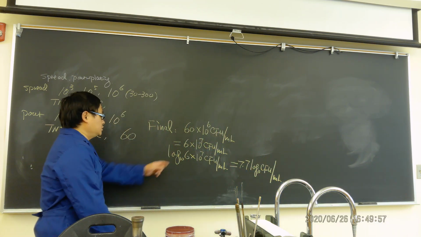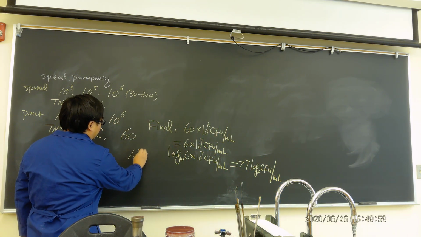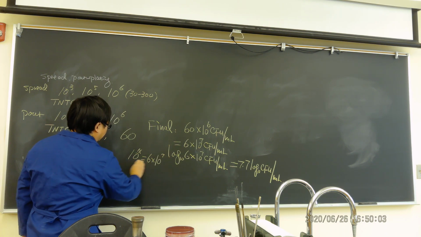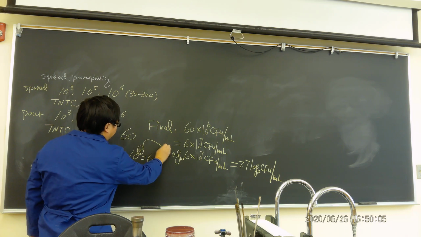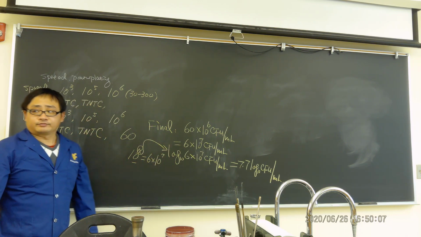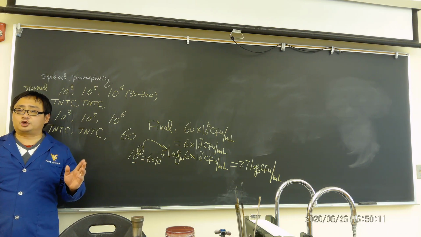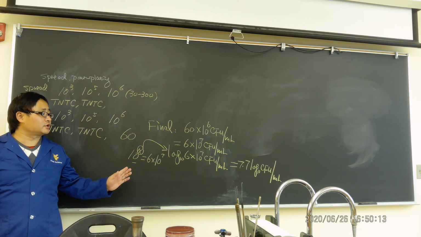Okay, now this is something you should know. 10 to the x equals 6 multiplied by 10 to the 7. So this x we can transfer into log 10. Because bacteria are so numerous, the population is huge, so we usually transfer them to log.